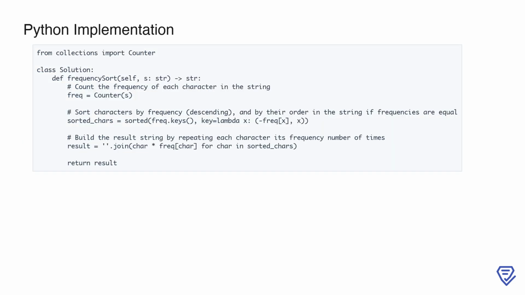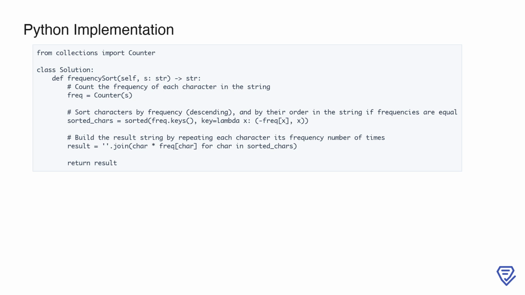This Python implementation solves LeetCode problem number 451, Sort Characters by Frequency. The goal is to sort the characters of the input string based on their frequency in descending order. Step-by-step explanation. 1. Import required library. We begin by importing Counter from the collections module. The Counter class is used to efficiently compute the frequency of each character in the string.